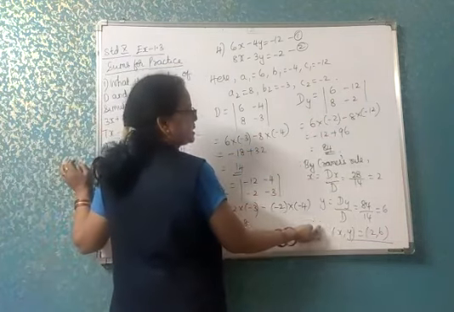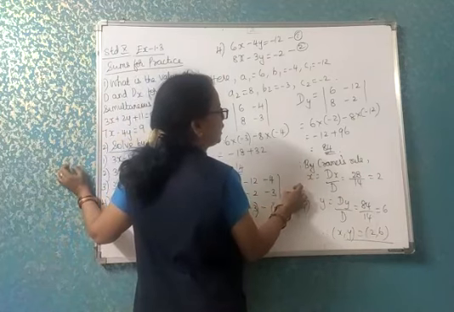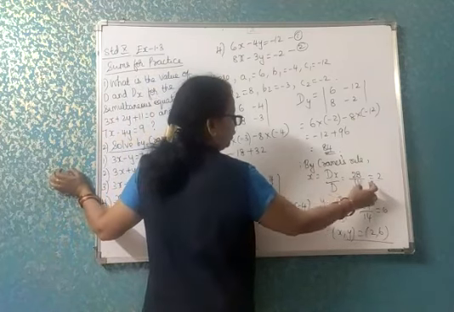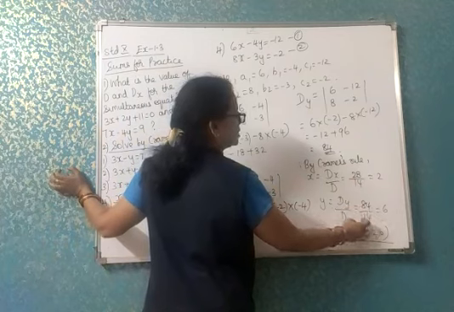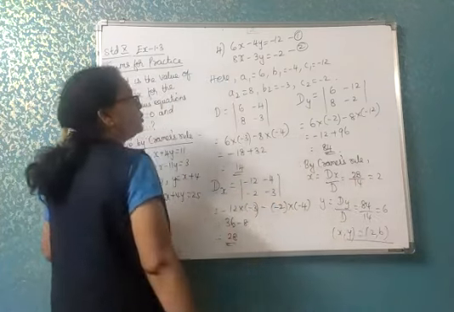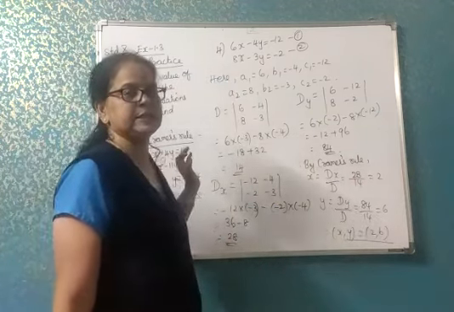So before finding what is x and y, first you have to mention by Cramer's rule, x is dx upon d, so 28 upon 14, 2, and y is dy upon d, that is 84 upon 14, 6. So 2 questions I have solved, total it is 6 questions.